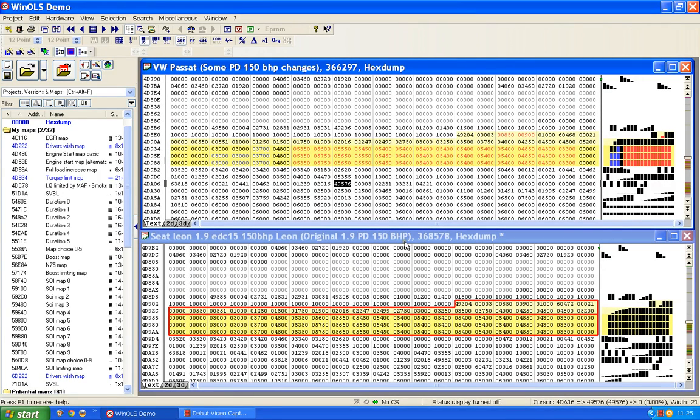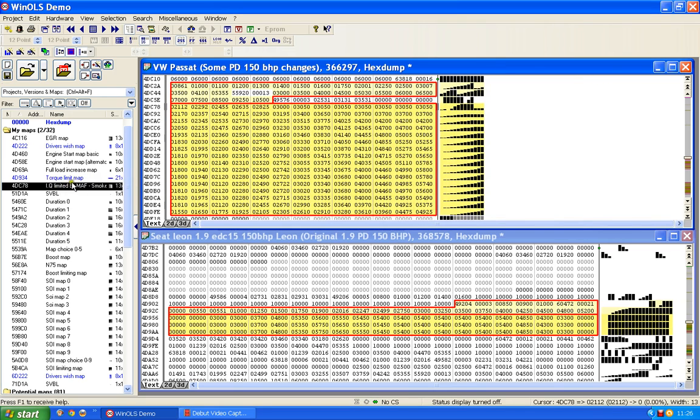Right, okay, this is the point at which I stopped the last video comparing the 150 and 130 brake horsepower maps, and this is the torque map. Now what I'm going to do is have a look at the smoke map, or the IQ limited by the MAF, mass airflow meter. So I'm going to have a look at that one next.